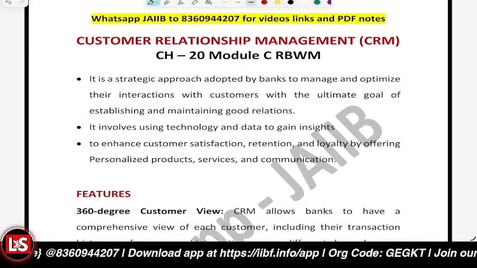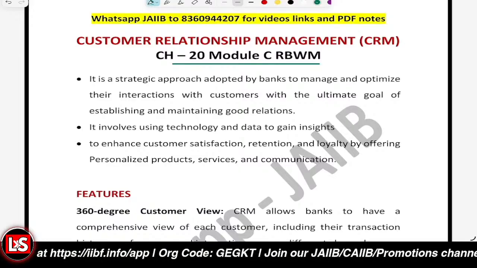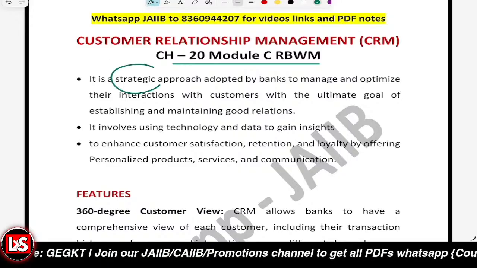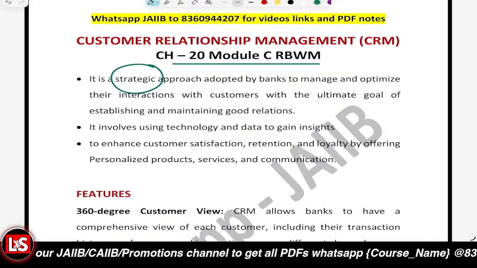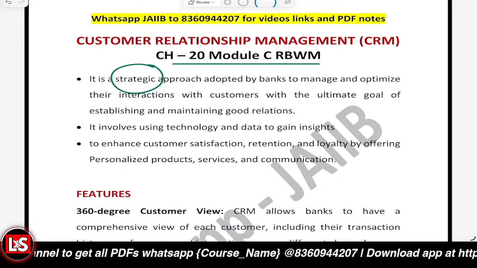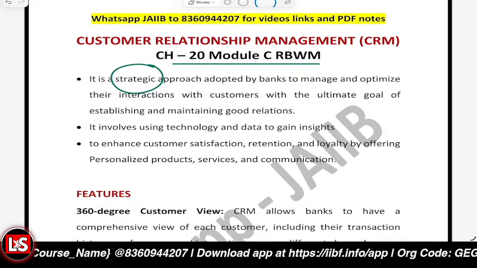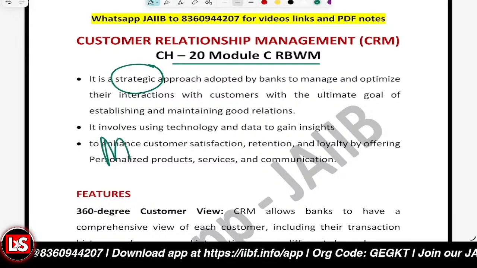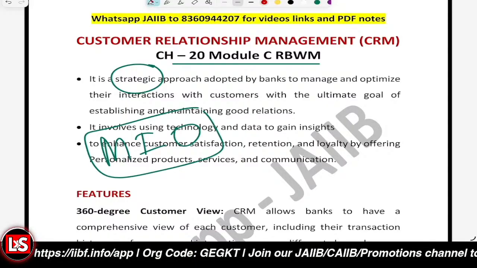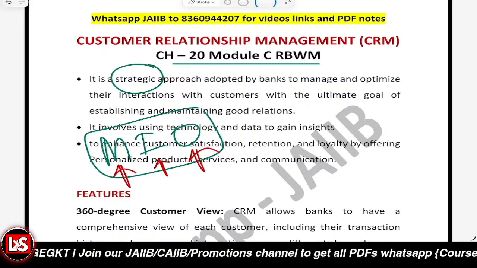So it's about chapter number 20 from module C of retail banking and wealth management. So what is CRM? CRM is a strategic tool, a strategic approach, we can say, which is adopted by the bank to manage the customers, improve, and optimize customer interaction. So it's about managing, improving, and optimizing, MIO, we can say. CRM is about managing, improving, and optimizing our customer interactions, right?